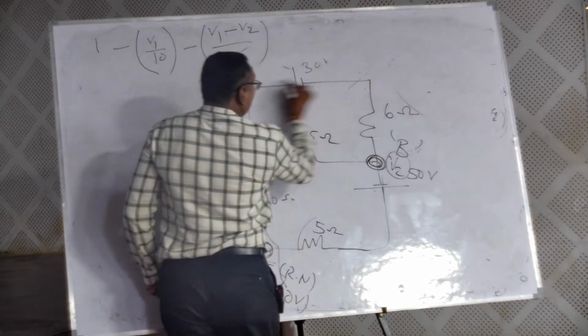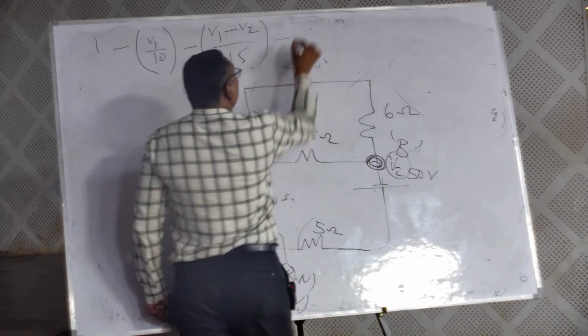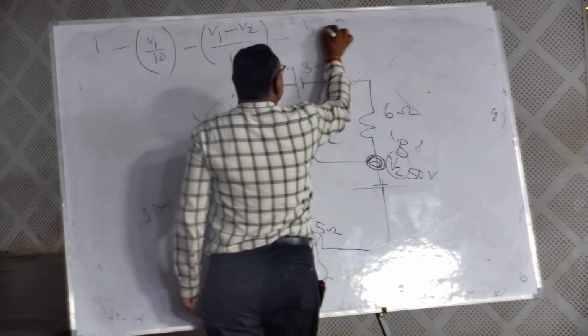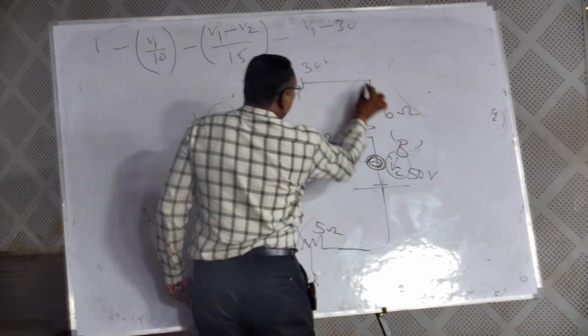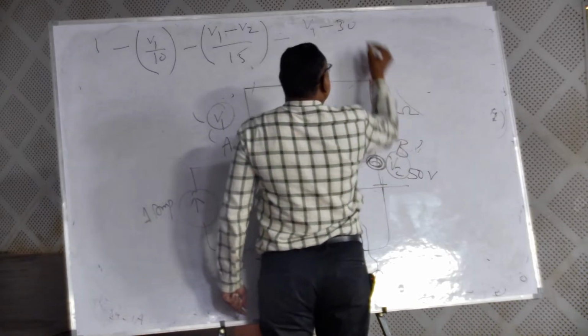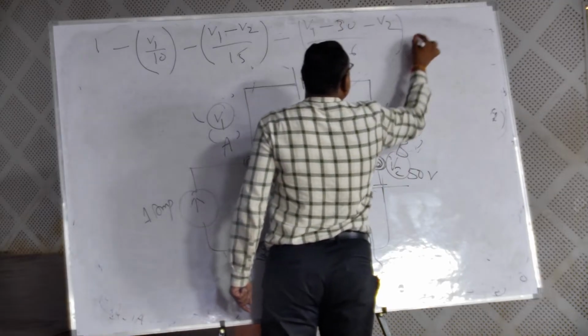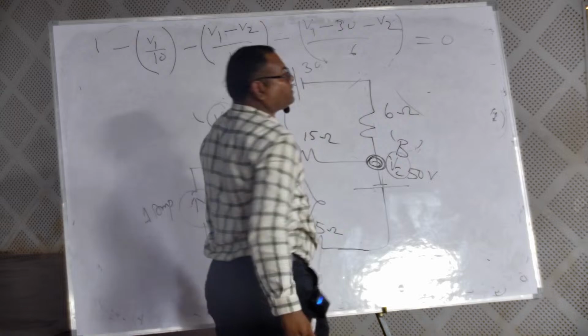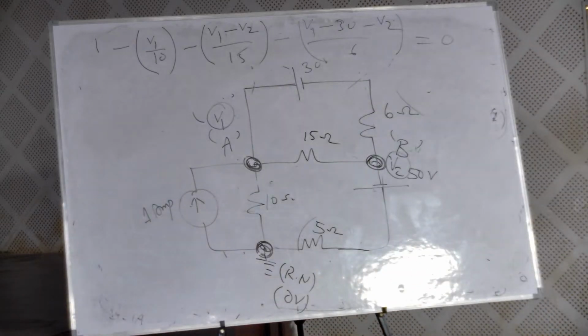Tell me, this is the current flowing. Minus. Who is in charge? V1. Plus to minus 30. Current is flowing like that, higher potential to lower potential. Minus V2 by 6 is equal to 0. Now get the equation. Now get equation 1.